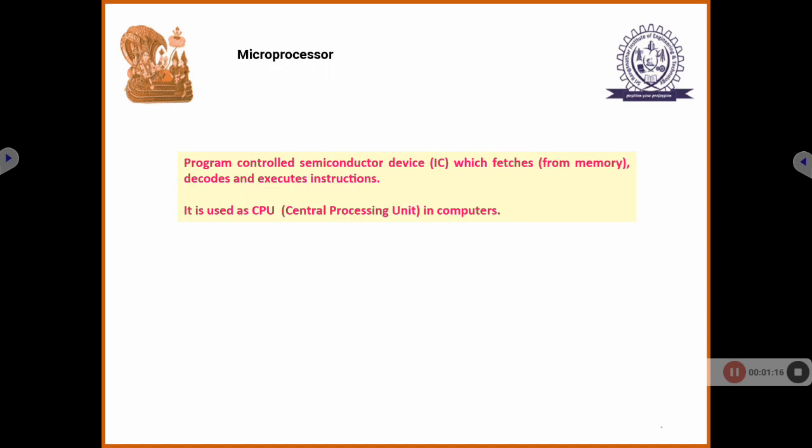It is a program controlled semiconductor device. It is an IC, so it is a program controlled one. It fetches the instruction and then it executes that one. That is the definition of this one. So it fetches and decodes, that comes under the decoding section. Next, it will execute that one and store the result. So your microprocessor is a CPU. The CPU we see in the laboratory is the microprocessor.